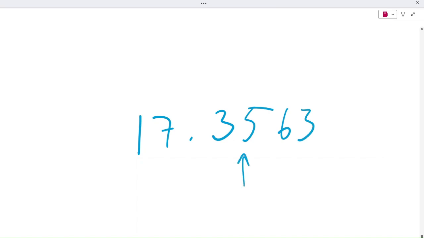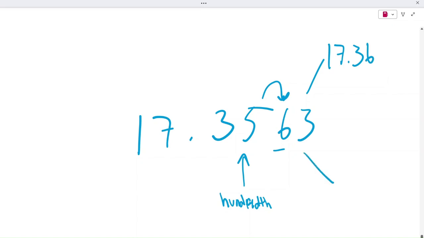So let's try another one, rounding to the 100th. Let's say we have 17.3563. Know that this is the 100th. Look at the element to the right, it's 6. So we either get 17.36 or we get 17.35. With 6, we know we round up. We get 17.36.